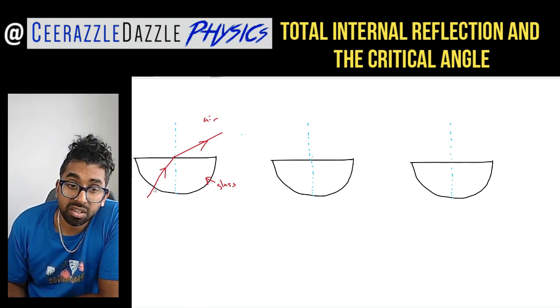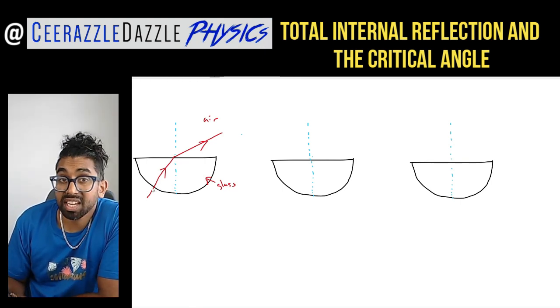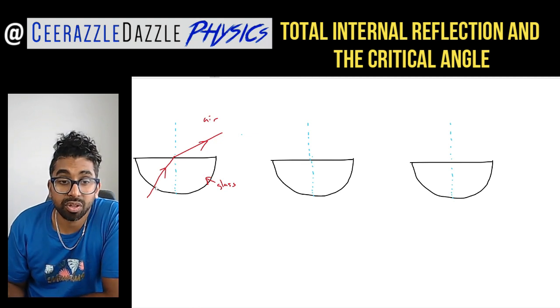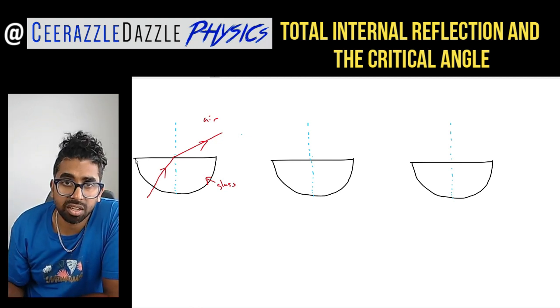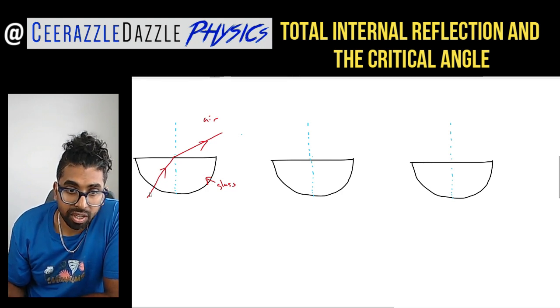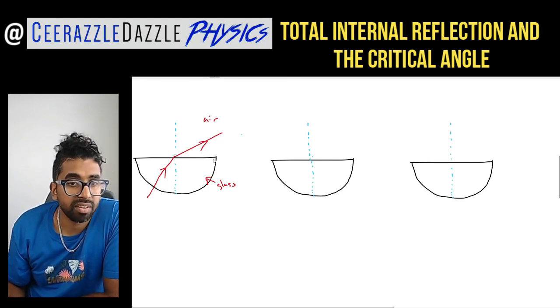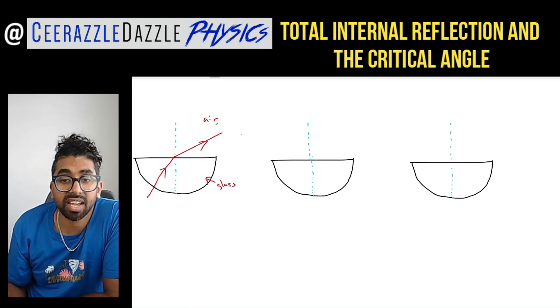A common question I get asked is, why is there no refraction over here? It's because it hits it at 90 degrees and therefore there is no refraction occurring over here. And that's the reason why I've used a semicircular glass block. So the ray of light travels, hits it, and then moves away, going from glass into air.